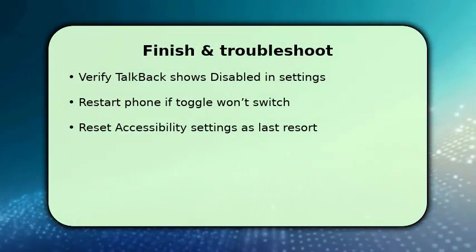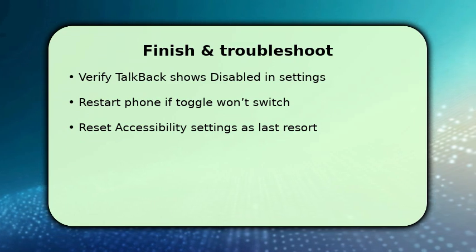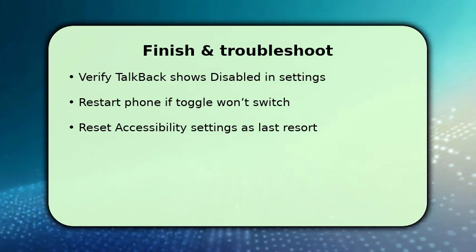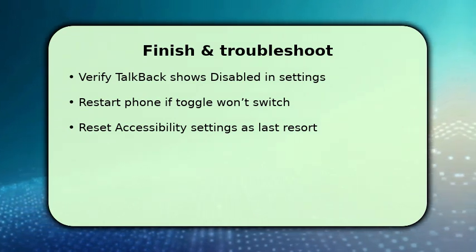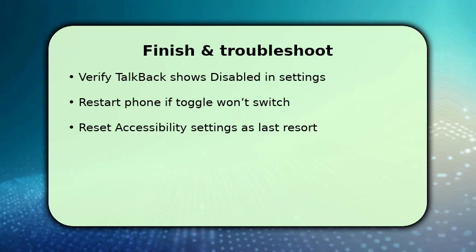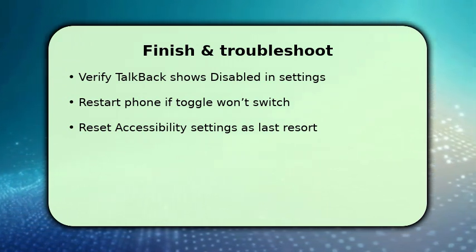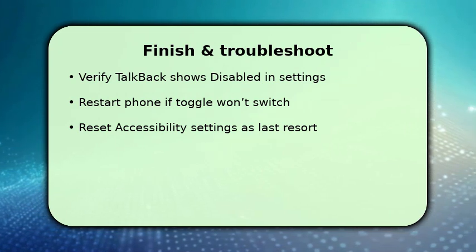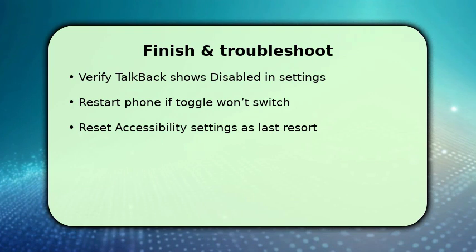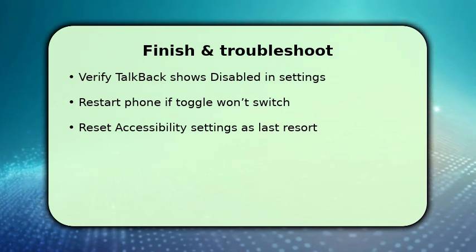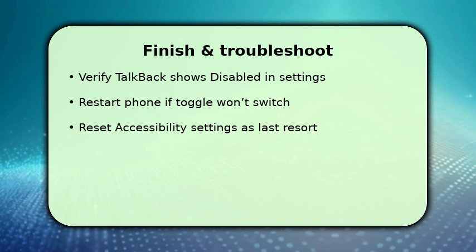Confirm Talkback reads disabled in accessibility. If the toggle won't switch, restart the phone and retry the single tap then double tap sequence, because a reboot clears transient issues. If Talkback still persists, go to Settings, right arrow System, right arrow Reset Options and choose Reset Accessibility Settings. This restores defaults without erasing personal data.